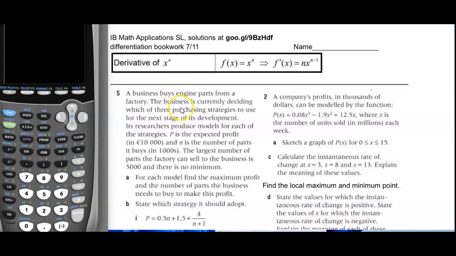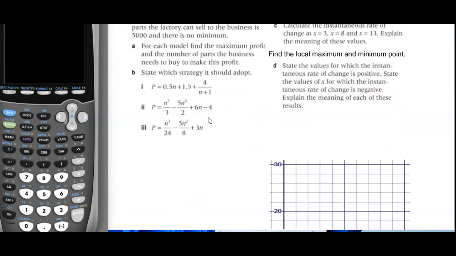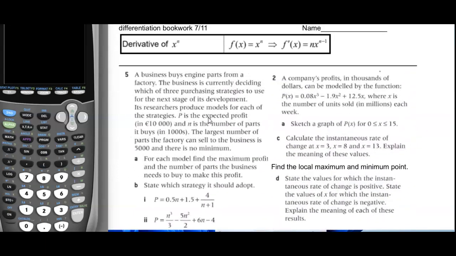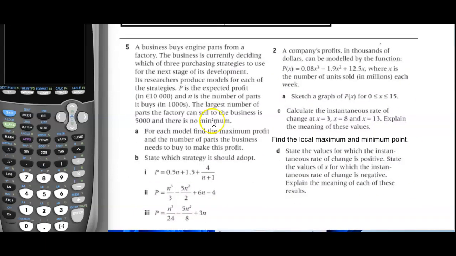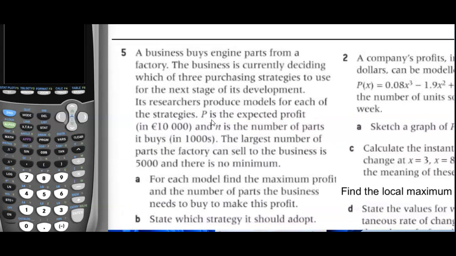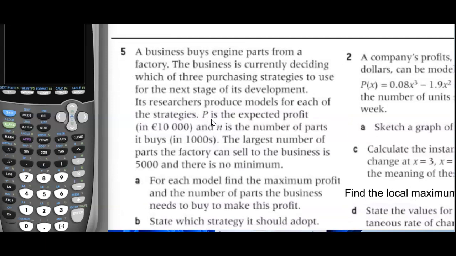Page 7 of differentiation. Okay, so on this page, there's a couple more business scenarios, and even though they're business scenarios, I think that even the non-business people have probably done enough of these to get used to it. Okay, so number 5, a business buys engine parts from a factory.